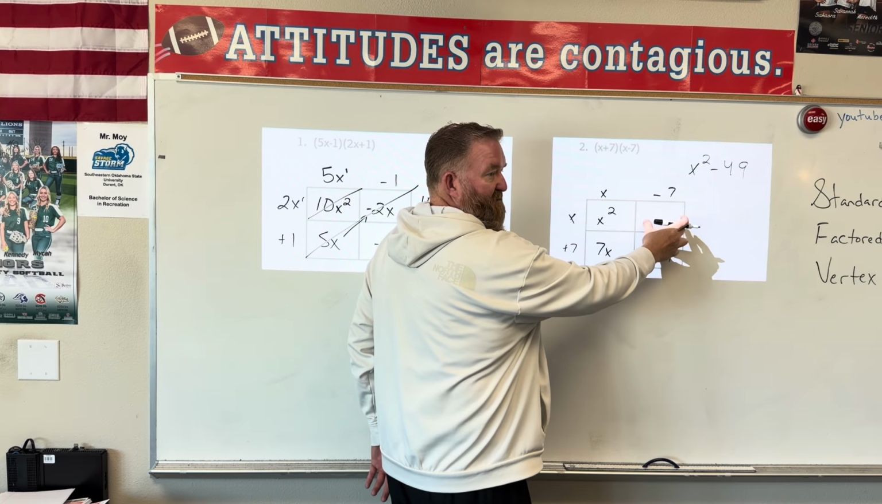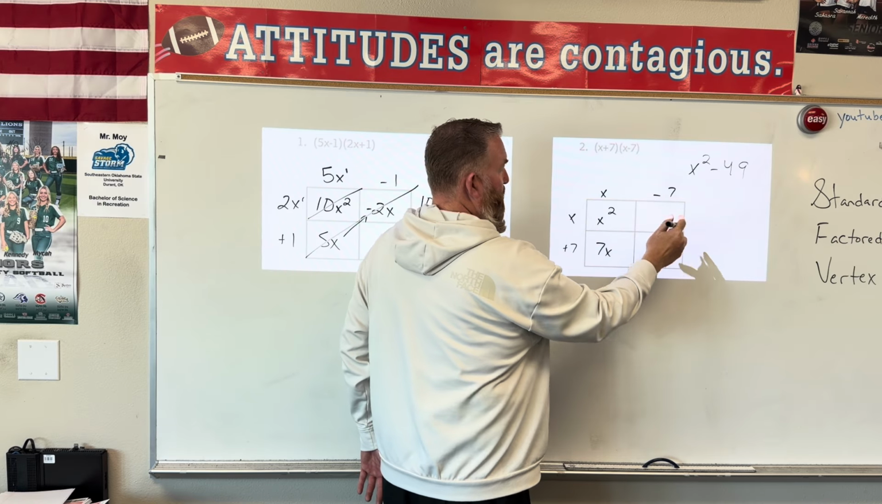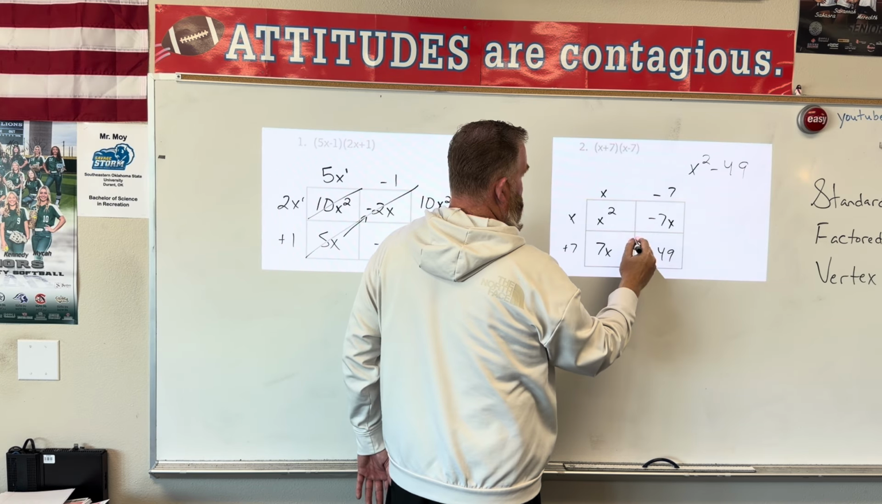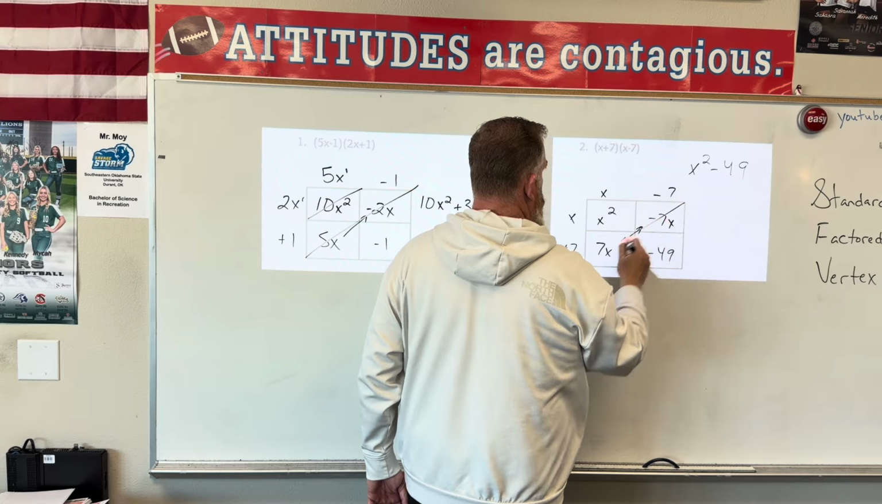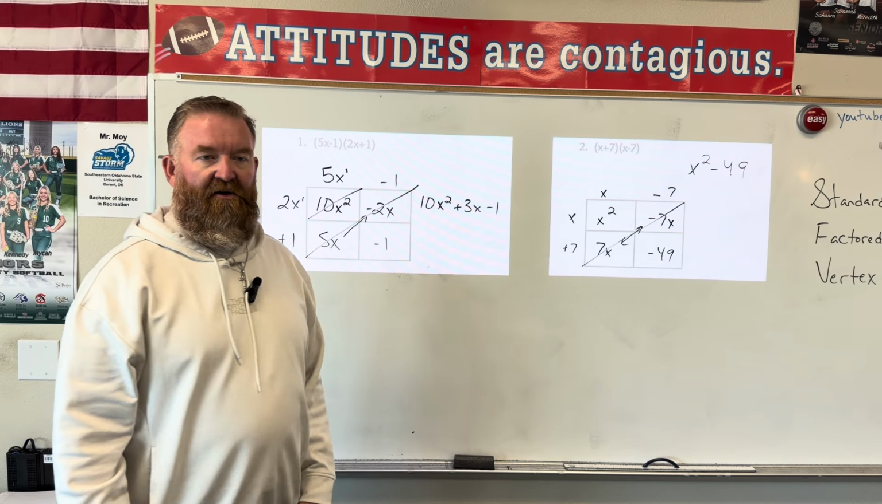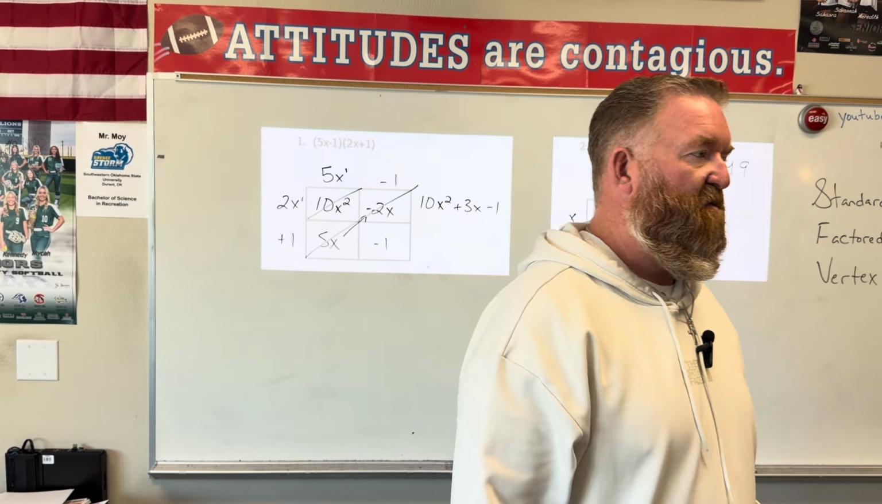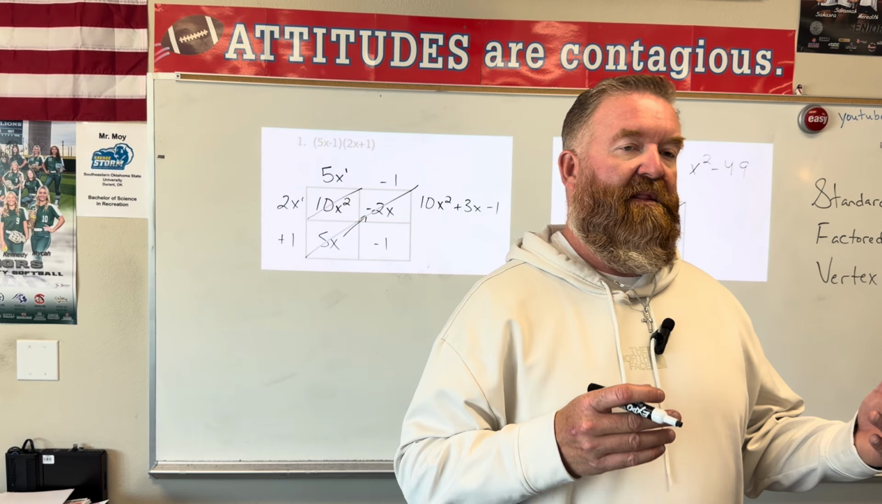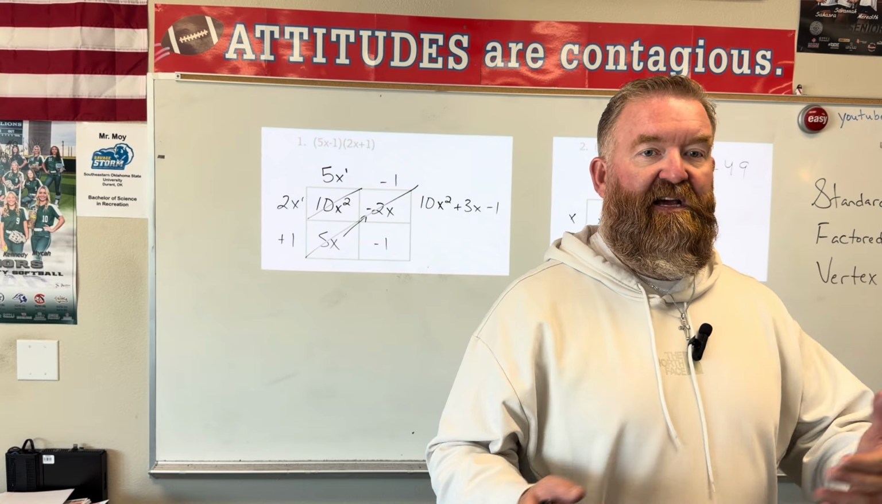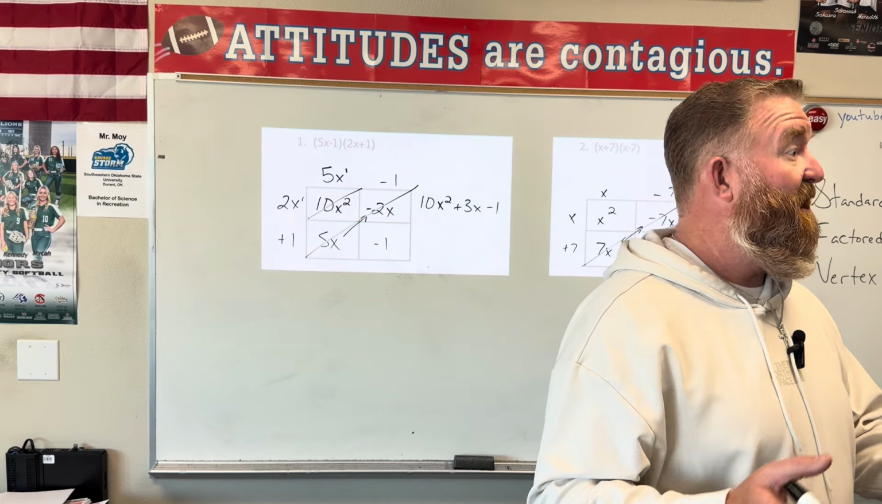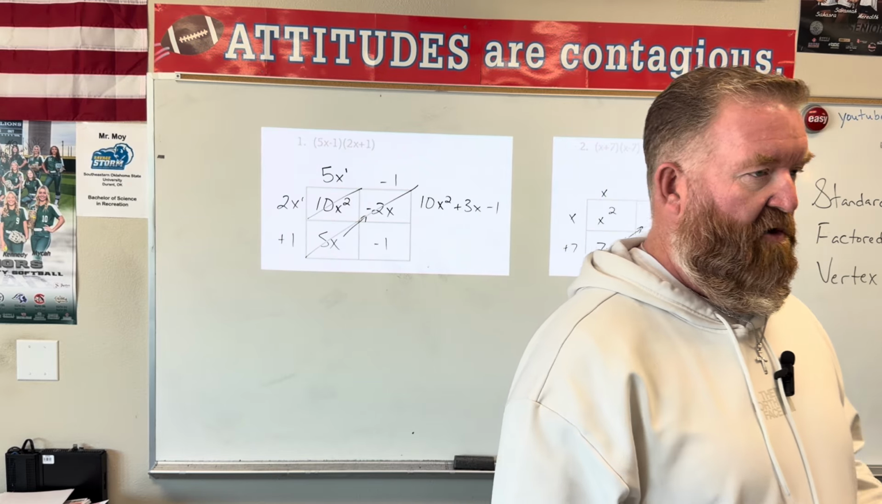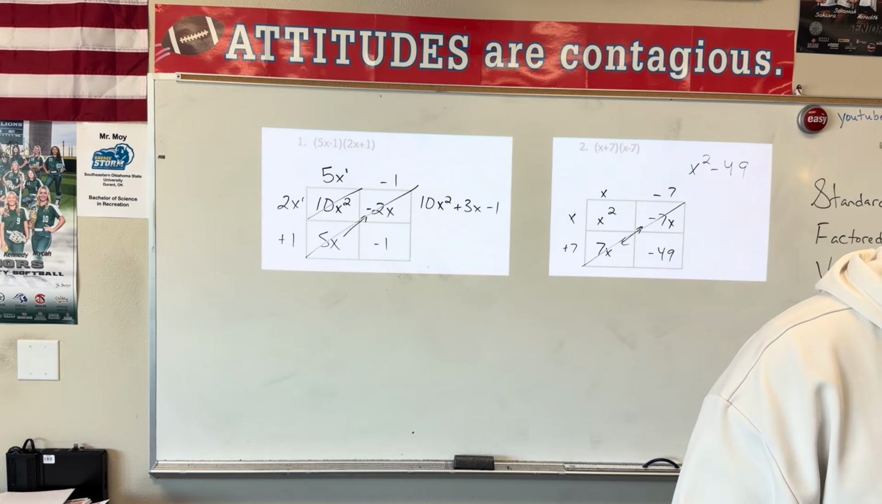You guys probably have positive 7x in this box, right? And this one's negative 7x. Positive 7, negative 7, what happens? They cancel out. All you're left with is x squared minus 49. That only works with perfect squares. When you have negative 25, plus 5, negative 5, plus 3, negative 3, if you have negative 9. It only works with perfect squares, okay?